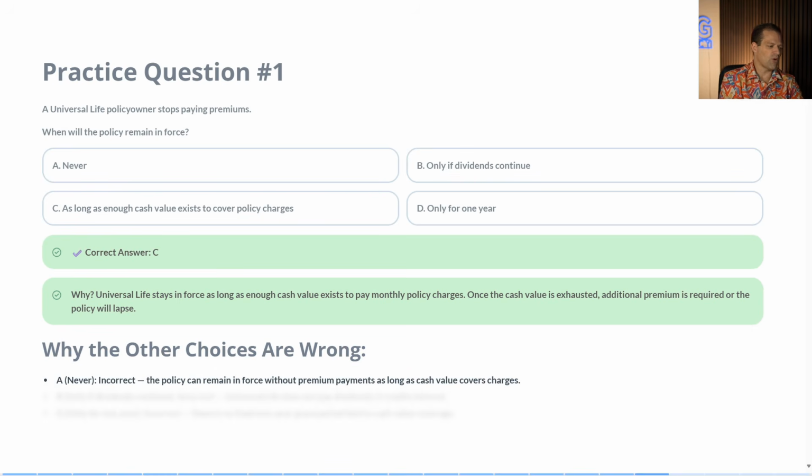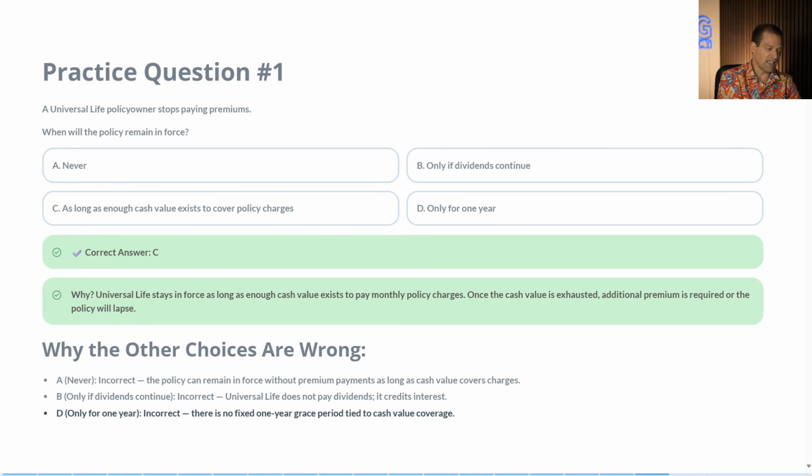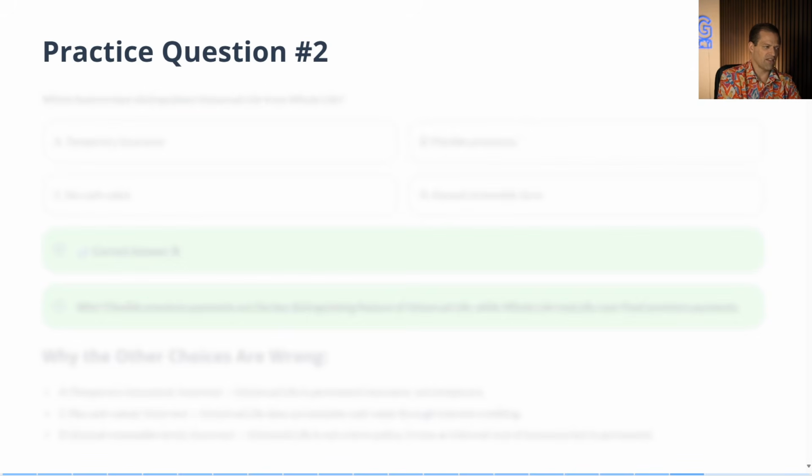Okay. Why the other choices are wrong. A, never, is just incorrect. The policy can remain in force without premium payments. B, only if dividends continue, is incorrect. Universal life doesn't pay dividends, it credits interest. And D, only for a year, is incorrect because there's no fixed 1 year grace period tied to cash value.